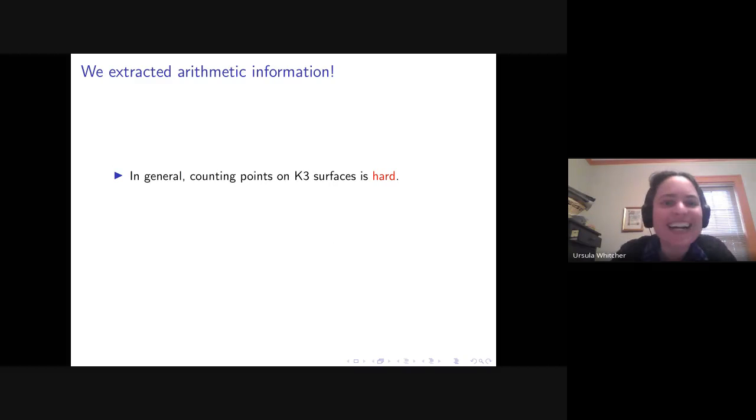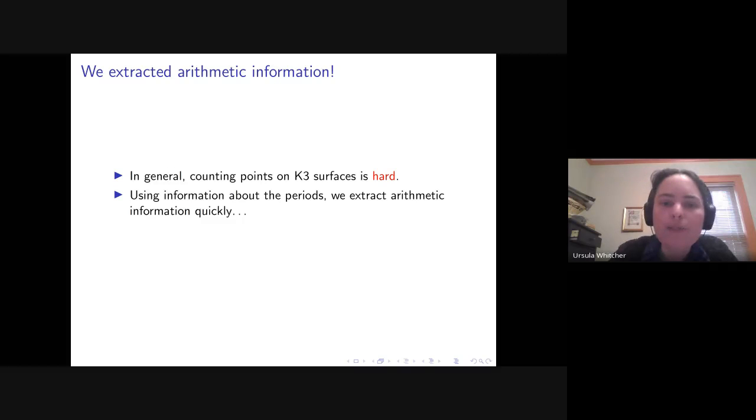Okay, so we got some arithmetic information. In general, it's really hard to count points on K3 surfaces. It's kind of ongoing theoretical and computational work to find good algorithms to do that. Because we knew a lot about the periods and because we had both combinatorial and arithmetic information about the periods, we got this really fast way of computing arithmetic information. And it worked for multiple families, for not only the families where the polynomial looks nice, but also for families where the polynomial is a giant mess, and we maybe wouldn't want to try to directly compute with that polynomial family.